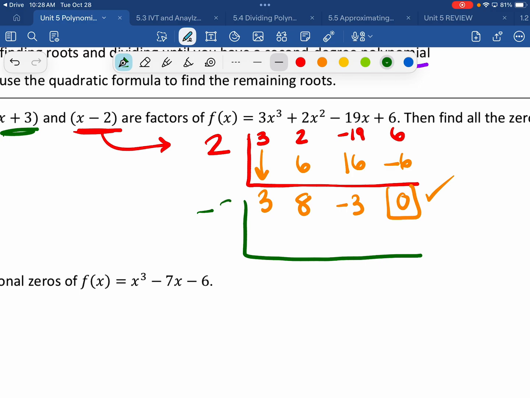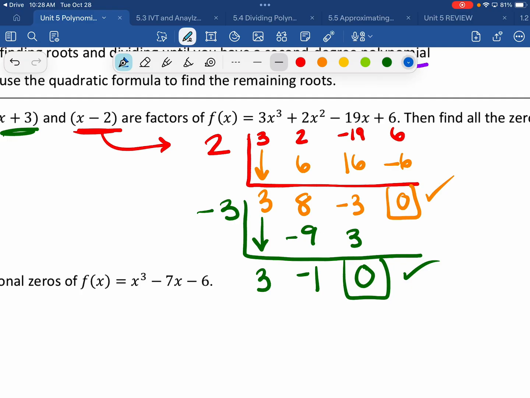All right, so I'm going to put negative 3 on the outside here because we're going to test the x plus 3 factor. I'm going to drop 3. Negative 3 times 3 is negative 9. Negative 1, 3, 0, 0. And 0. So yay, that one also works.